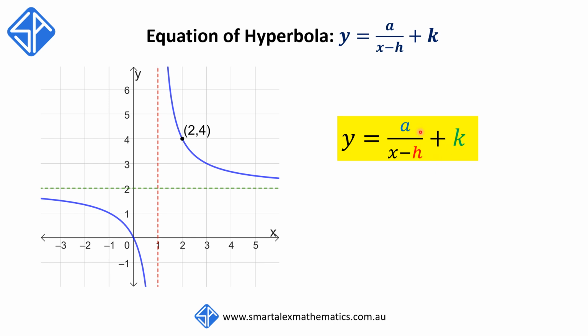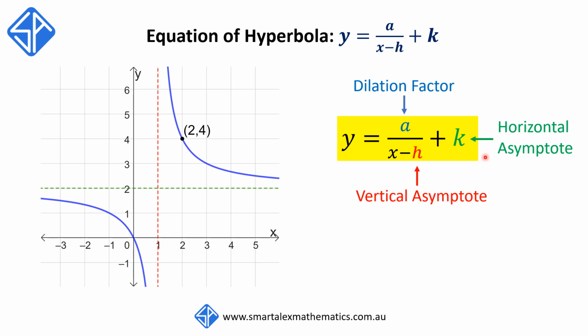A represents the dilation factor of the hyperbola. This is essentially how much the hyperbola stretches from its center. H represents the vertical asymptote, and k represents the horizontal asymptote.